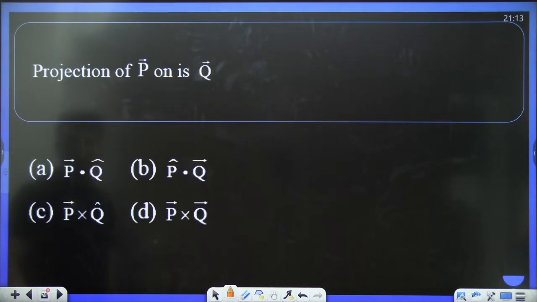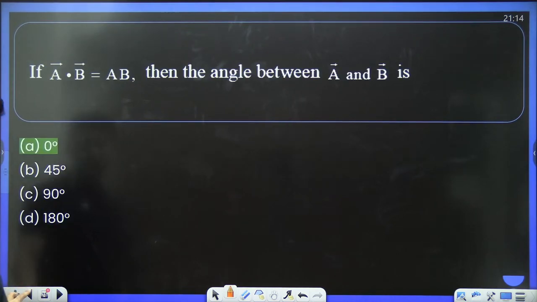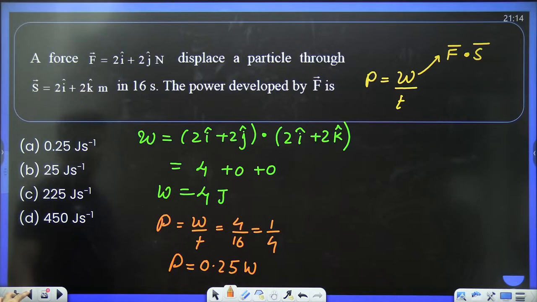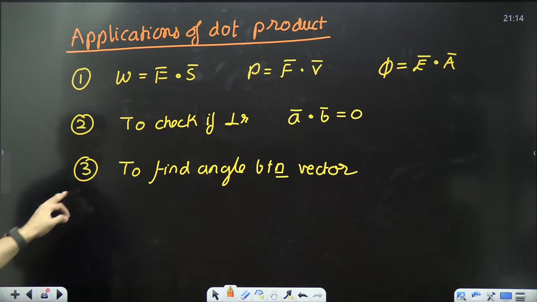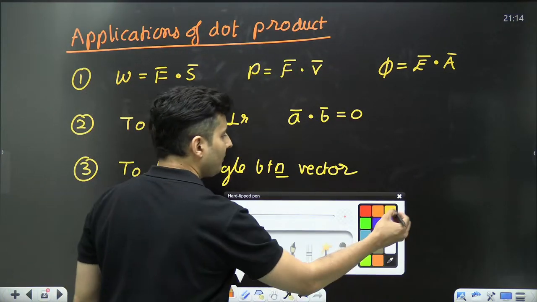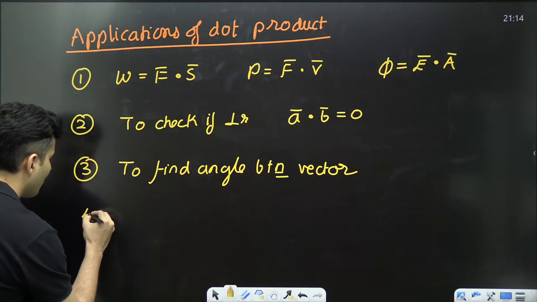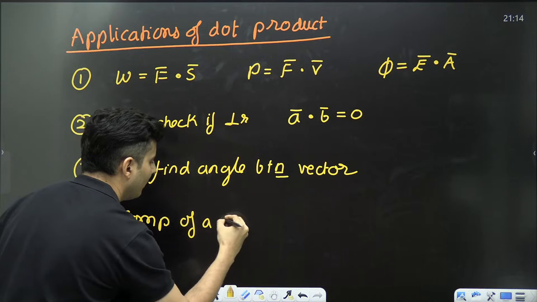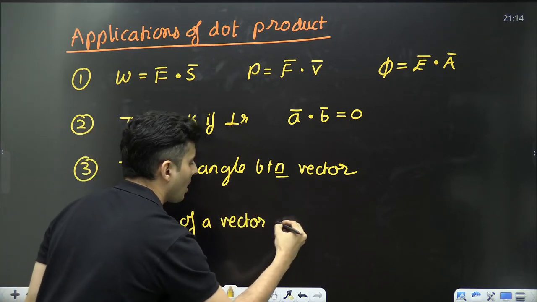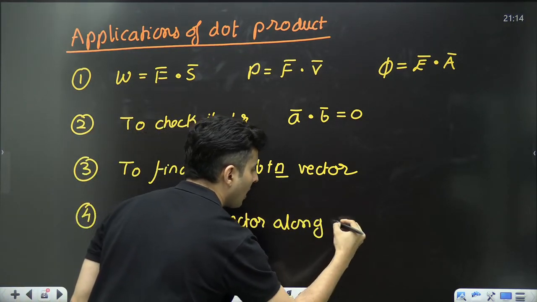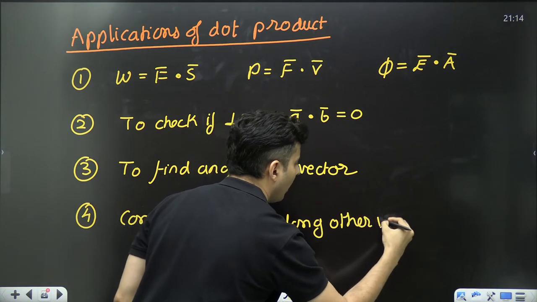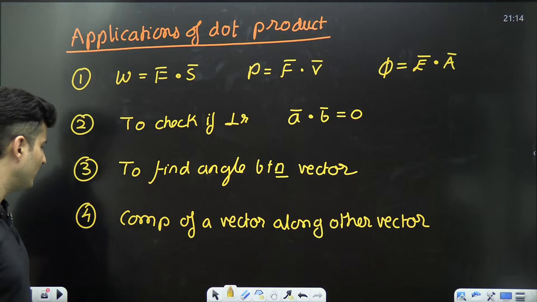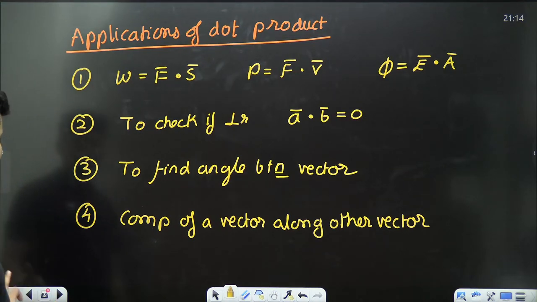Moving on to the next question. But before that, I will tell you one more application. Component of a vector along other vector. What do I mean by this? I will tell you. Observe. I'll just add a slide over here.